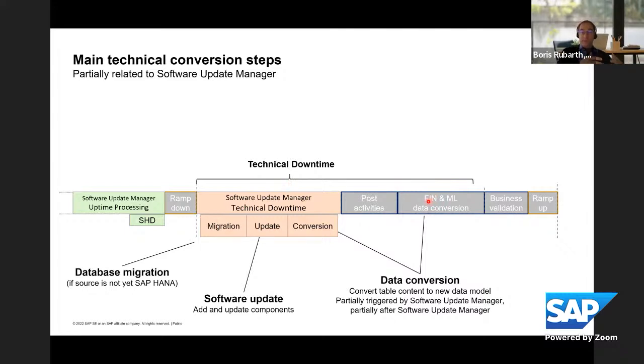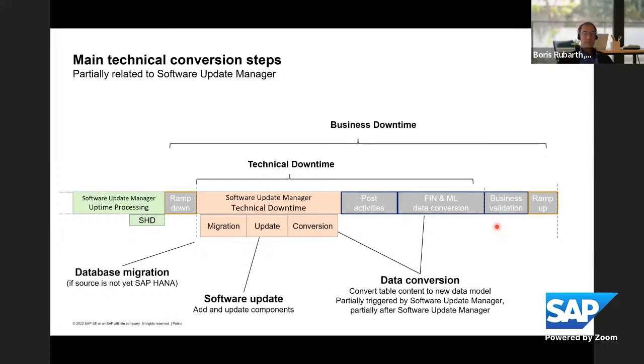Although the ABAP system is running to execute this fin data conversion, end users cannot yet work with the S/4HANA system. So that's technical downtime. And for you, the business downtime is the overall downtime that is relevant in the project discussions. So from ramp down to ramp up, including regression tests, business validation, that is business downtime. So whenever you talk about downtime and downtime reduction, be specific which part you are referring to.